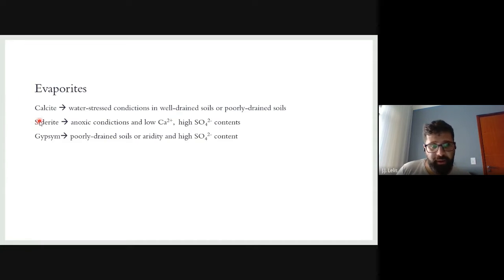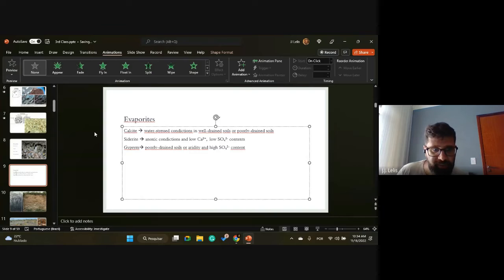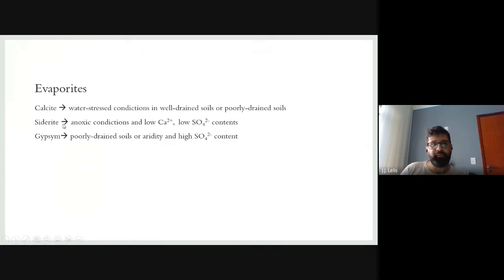We can see siderite too. And what is siderite? Siderite is a kind of iron carbonate. Oh, I made a mistake here. I just need to change it to low pH here. I'm sorry. So siderite is an iron carbonate, but it's only formed when we have a high content of iron 2, and we have a low content of calcium and sulfate.